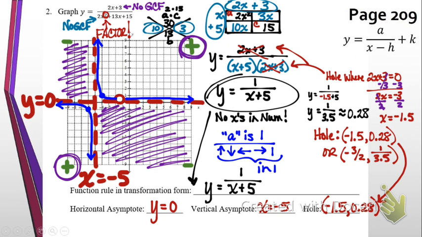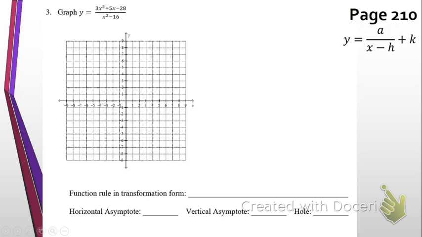Let's see if we can get one more done. Let's look at number 3. So we're on page 210. Does my numerator have a GCF? No GCF. Okay, now I have a factor, right? Will it factor? Yeah, I think it will. Will I be allowed to use my shortcut on this? No. Okay. So I'm going to multiply A and C together.